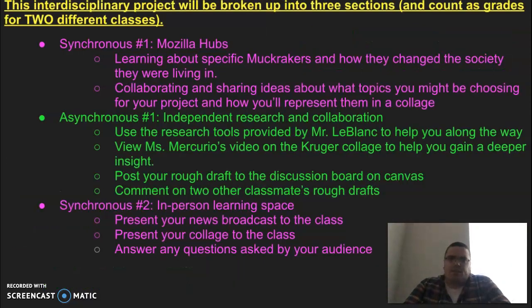So again, this interdisciplinary project is broken up into 3 sections. The first one is a synchronous portion where we're going to be together on Mozilla Hubs. I will be there, your classmates will be there. That's going to be the gallery walk portion where you're going to go in and look at different sources that discuss different muckrakers from the turn of the 20th century. And that's where you're going to collaborate. So that's basically everything that I've just talked about.